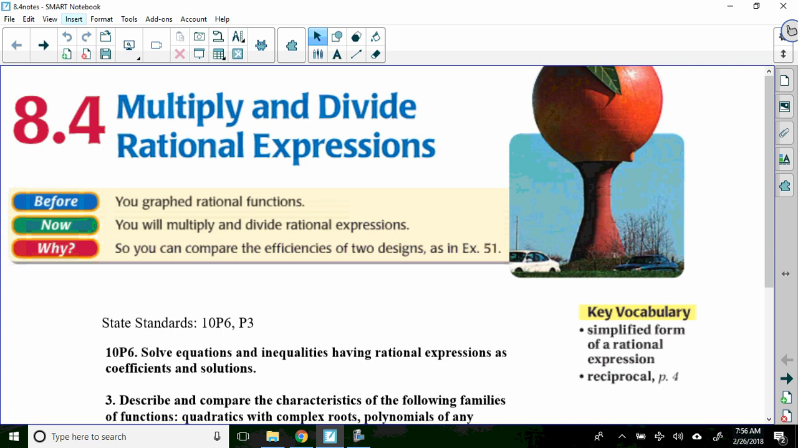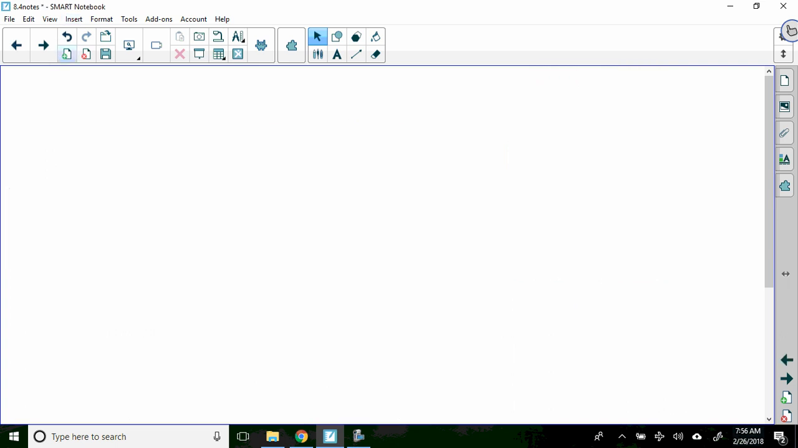The state of Ohio Common Core Content Standard is 10p6. You'll be able to solve equations that have rational expressions. You'll be able to describe and compare the characteristics of the following families of functions, quadratics with complex roots, blah, blah, blah. So you might say to yourself, why did we go from Chapter 5 to Chapter 8? And the answer to that's going to be pretty clear in a minute. So here's your notes.